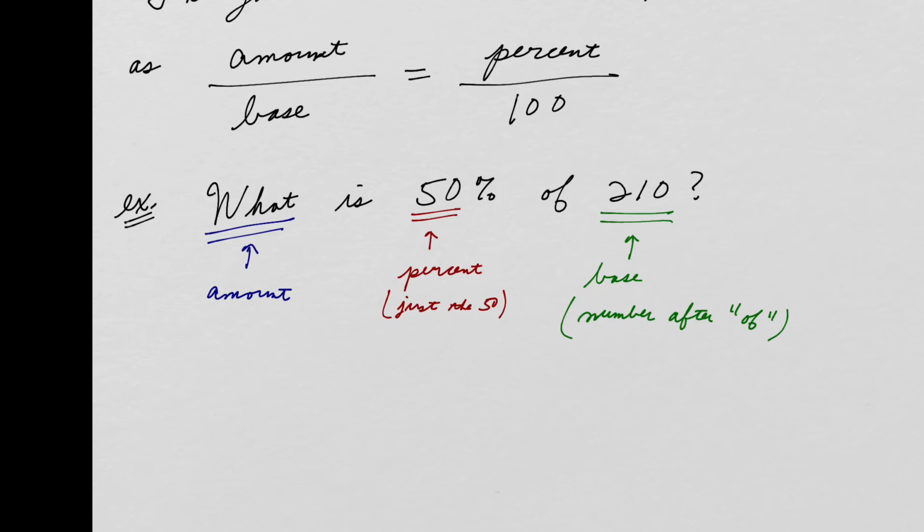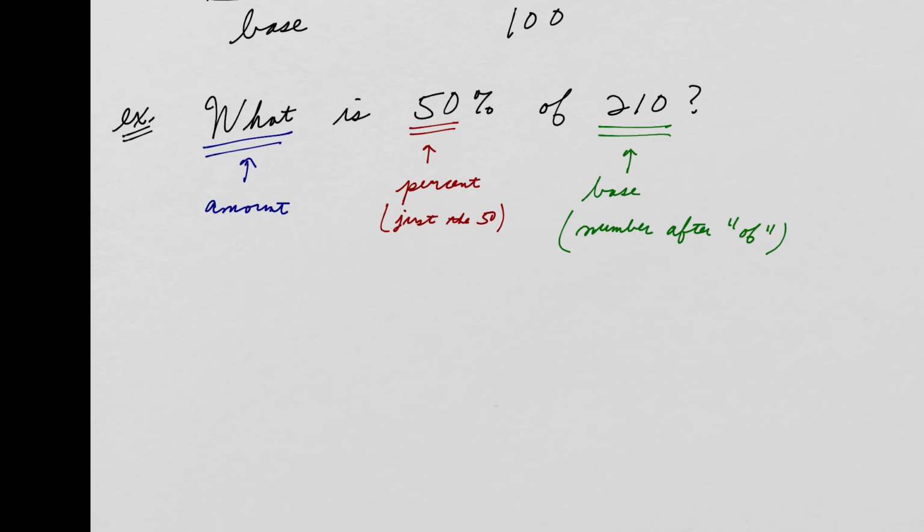Okay, so to solve this particular problem, I always start with the base, because that's the one we have to figure out first. After the "of" is 210. So the base is going to go in the denominator of the first ratio, the left-hand ratio. The "what" is the amount. That's our unknown in this case, our unknown x. So that'll be x equals, and then 50 is our percent, and it's always over 100.